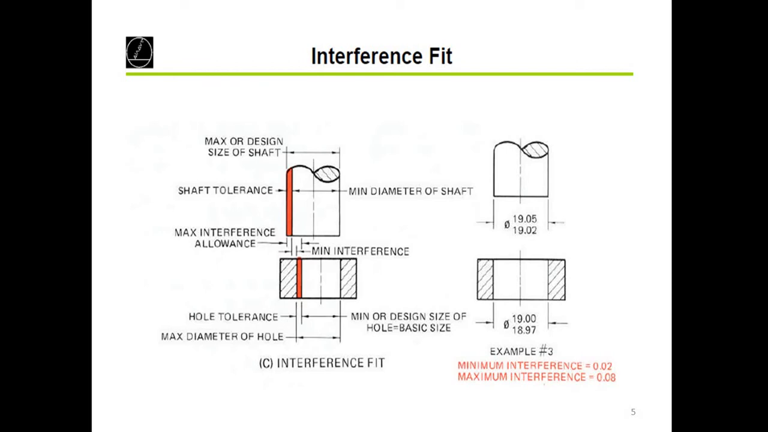In this sketch, the minimum diameter of shaft is 19.02 and the maximum diameter of hole is 19. From this it is clear that the minimum diameter of shaft, that is 19.02, is greater than the maximum diameter of hole, that is 19.